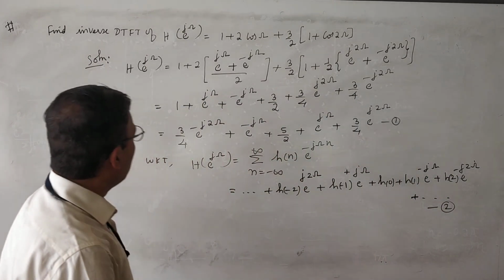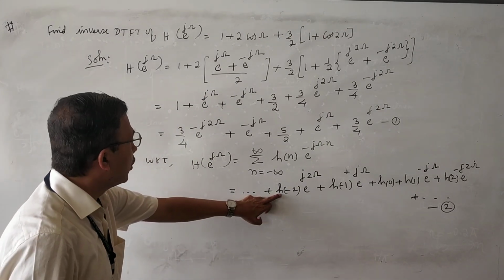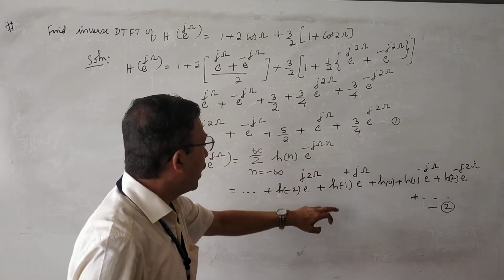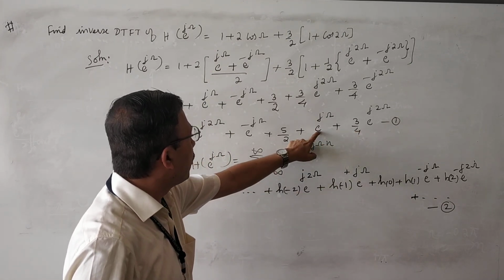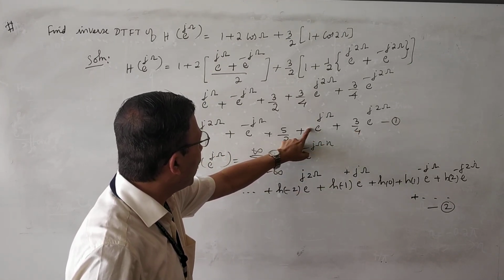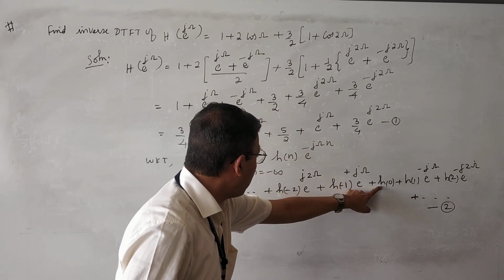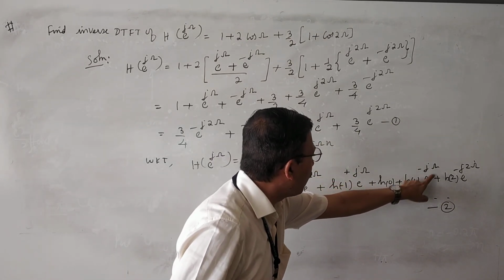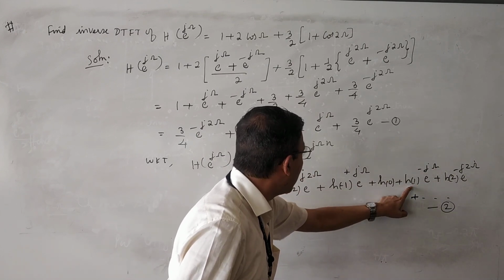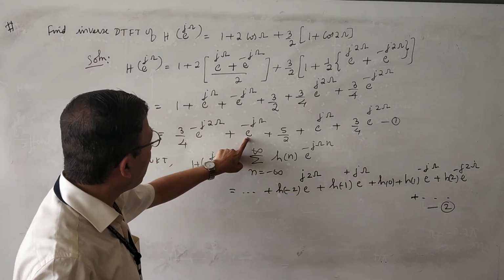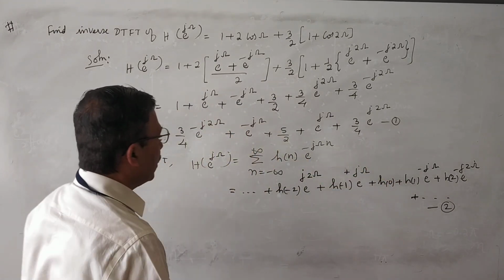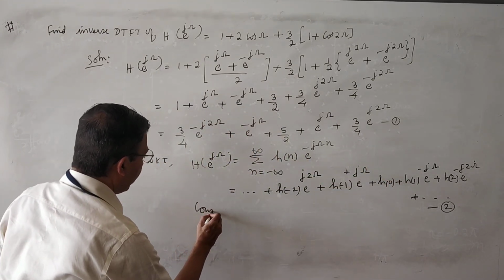Comparing 1 and 2, you will find h of minus 2. What is h of minus 2? h of minus 2 is 3 by 4. What is h of minus 1? The coefficient of e power j omega, which is 1. What is h of 0? 5 by 2. What is the coefficient of e power minus j omega? That is h of 1. It is 1. Therefore, h of 1 should be 1.